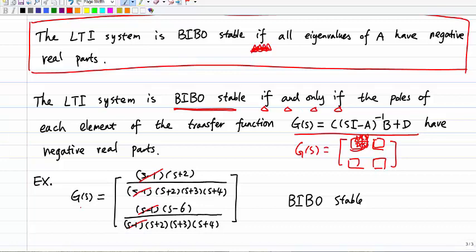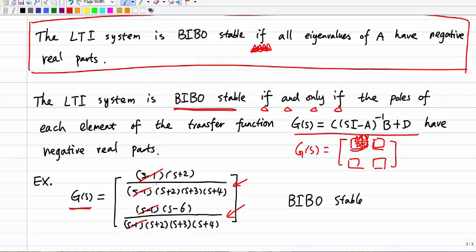For example, if I give you the transfer function G(s) for the multi-input and multi-output system given by this, assume I have two entries, two elements basically. So this is my first element, this is my second element. The first element is (s minus 1) times (s plus 2) divided by (s minus 1) times (s plus 2) times (s plus 3) times (s plus 4). And the second element of my transfer function is (s minus 1) times (s minus 6) divided by (s minus 1) times (s plus 2), (s plus 3), (s plus 4). I have to check each element, right?